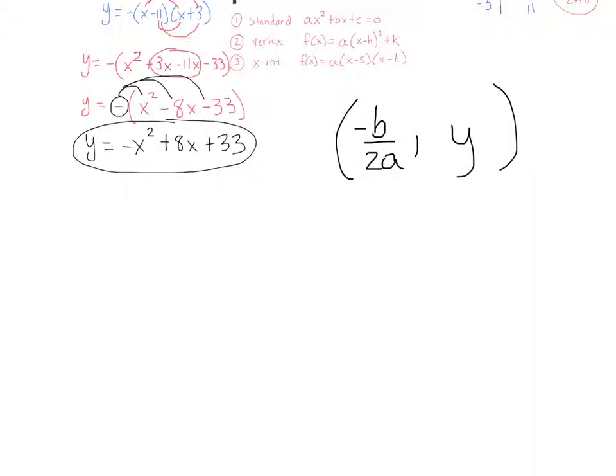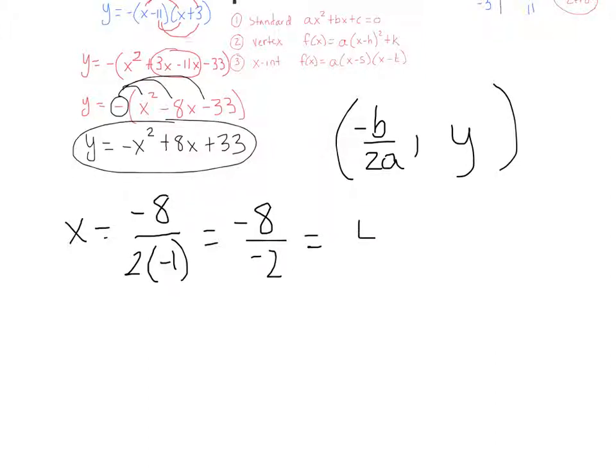But then we need a y, don't we? Okay, so let's all calculate negative b over 2a. So negative b is going to be x equals negative 8 over 2 times a, which is negative 1. And so I've got negative 8 over negative 2, which equals what? 4. Now, 4 is your x value in your vertex, but I don't know what my y is, do I?